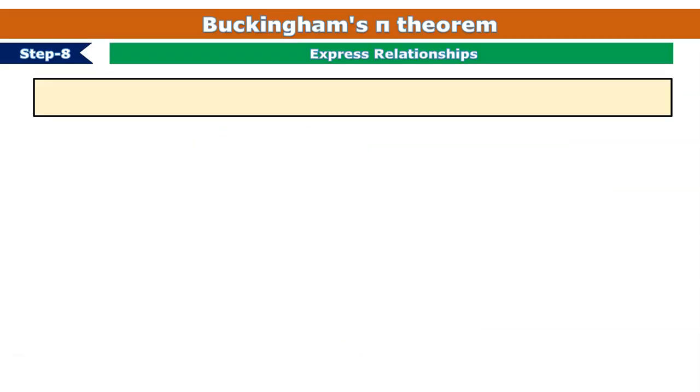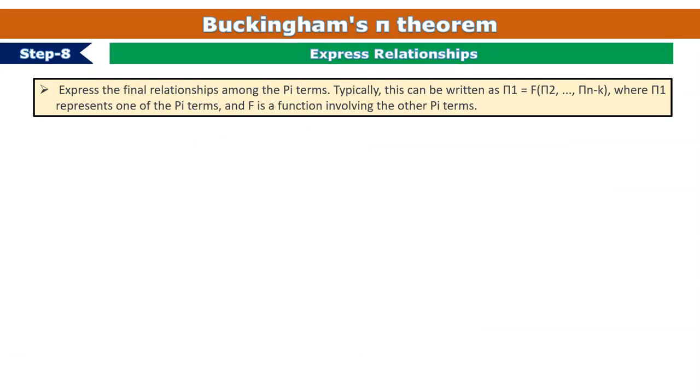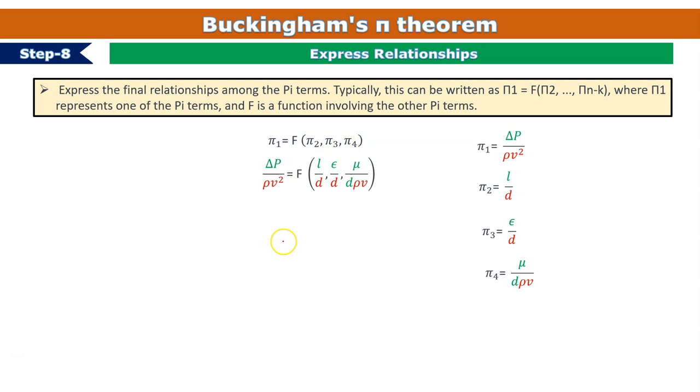Now finally step number 8, express the relationship. That is, pi 1 is a function of pi 2 to pi n minus k. So we have to do that. For pi 1 we got del p by rho v squared, pi 2 is l by d, pi 3 is epsilon by d, and pi 4 is mu by d rho v. So pi 1 is equal to f of pi 2, pi 3, pi 4. Now we plug all this in: del p by rho v squared is a function of l by d, epsilon by d, and mu by d rho v.